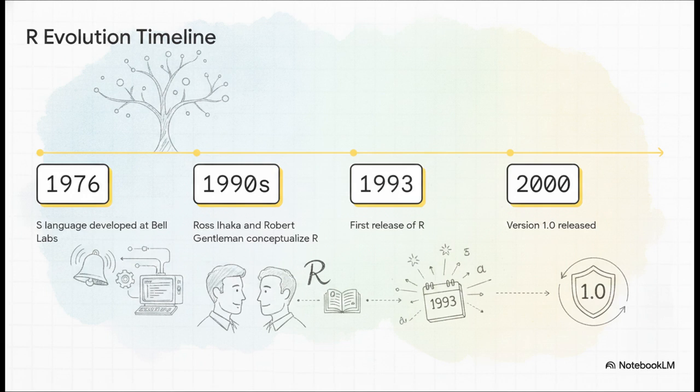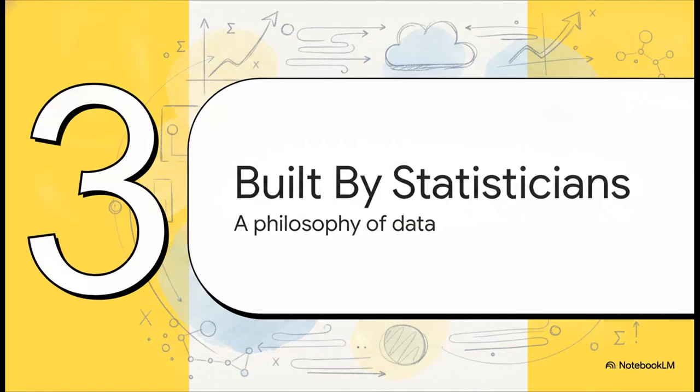Fast forward to the early 1990s at the University of Auckland. We've got two professors, Ross Ihaka and Robert Gentleman. And hey, notice their first names both start with the letter R. They really wanted a free alternative to teach their undergrads, so they borrowed heavily from S and conceptualized a brand new open-source language, R. The very first release dropped in 1993, and by the year 2000, we finally got the official version 1.0. Which leads us perfectly into Section 3, built by statisticians.